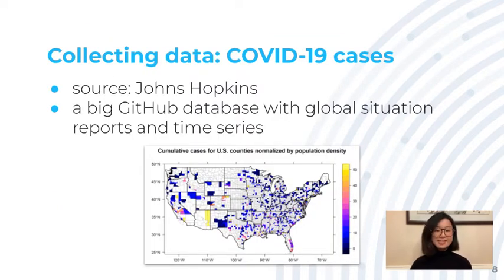For my project, it was actually pretty informally organized, so I had to develop my own project idea and find my own data, so I hunted the internet for data that was publicly available. Obviously the first thing that I needed to find was COVID-19 cases. I got my COVID-19 case data from Johns Hopkins, and they run this huge GitHub database with a bunch of global situation reports as well as time series for every single day. I utilized the daily cumulative case counts and the daily deaths.